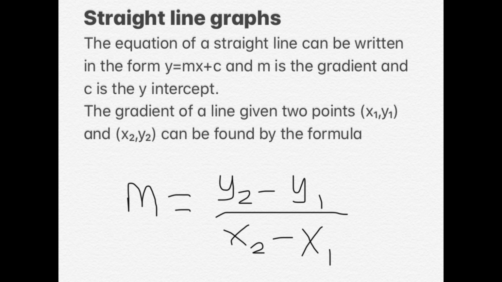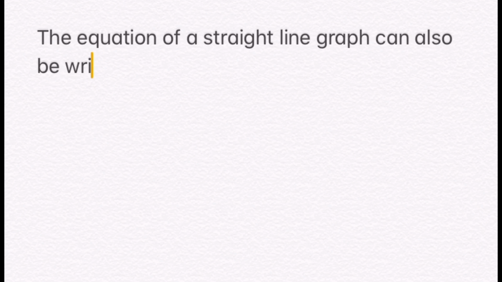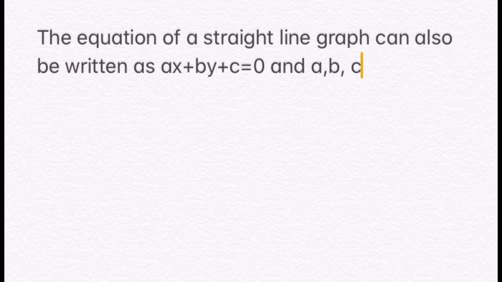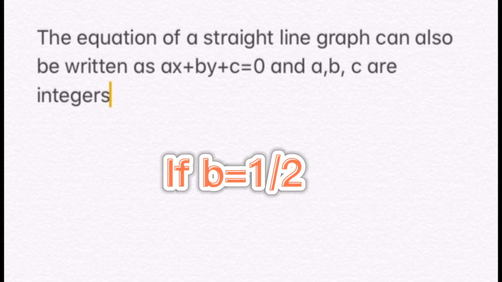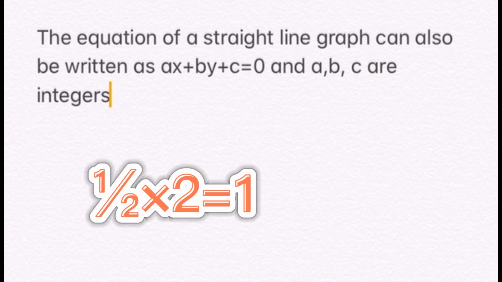You may also know that the equation of a straight line graph can be written as ax plus by plus c equals 0, where you just move the y to the other side and make a, b, c integers. For example, if b is a half, then you would multiply both sides by 2, so it would become 1, which is an integer.